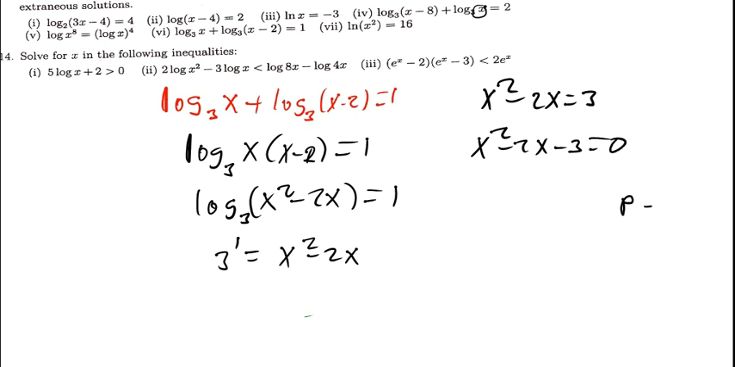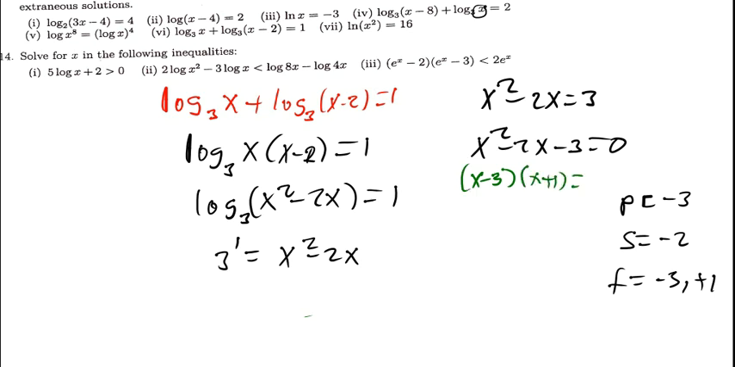Product is negative 3. The sum is negative 2. What are the factors? The factors will be negative 3 and positive 1. For the fact that the coefficient here is positive, meaning x minus 3 and x plus 1 is equal to 0. So x will be equal to 3 and x will be equal to negative 1.